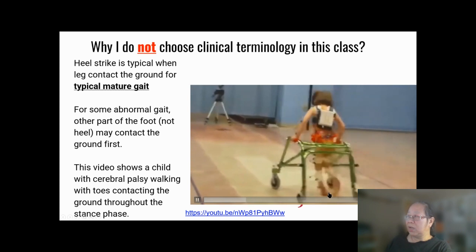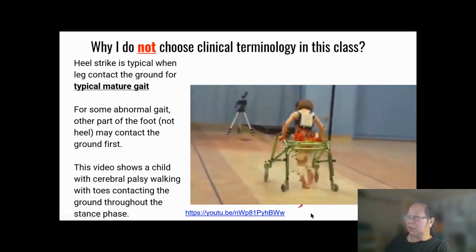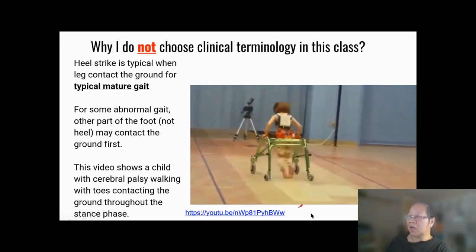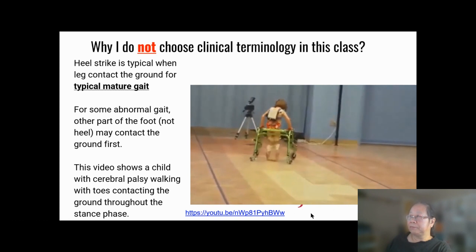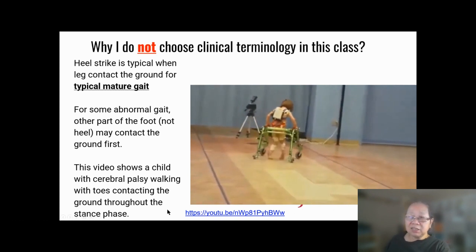You see, it's always the tip, the toes contacting the ground. So I'm using this video to tell you heel strike may not always happen, so I do not choose clinical terminology to describe gait phases.